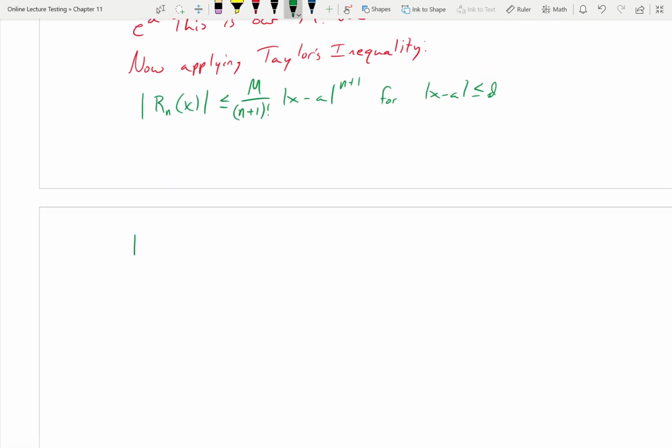So let's fill in the blanks. R sub n of x, we don't know yet because that's what we're going to be dealing with, is less than or equal to, well, we just said on the interval from 0 to d, e to the d is our big M, over the n plus 1 factorial, times x, because a was equal to 0, to the n plus 1 term, for absolute value of x less than or equal to d.